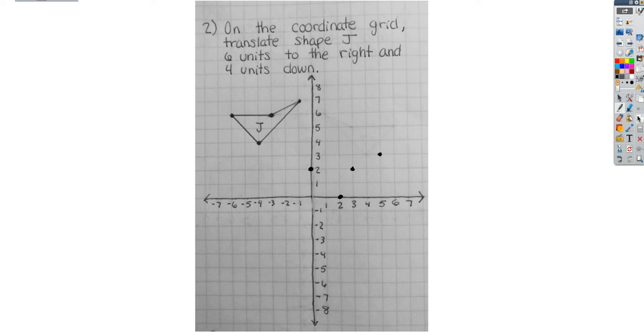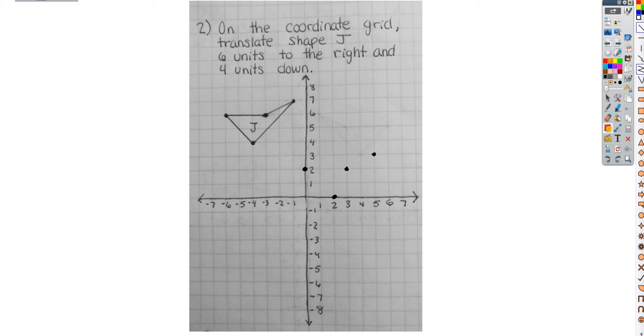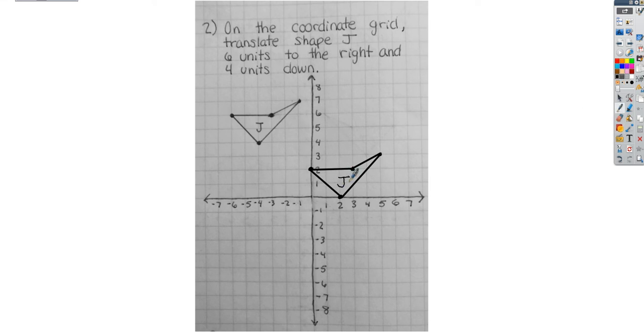And we're going to connect those lines. And now this is our J prime, so it's just a translation of J. We just slid it down. It's the same exact sides. We're just sliding it over 6 units to the right and 4 units down. So you have to start at each point to do the translation.